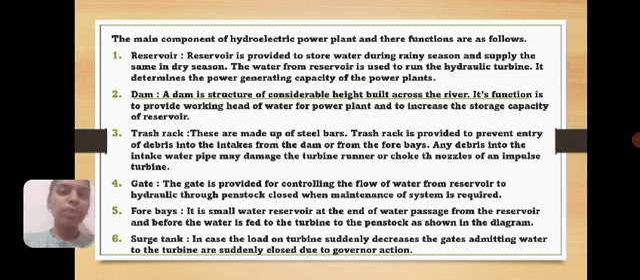Gate. The gate is provided for controlling the flow of water from the reservoir to the hydraulic turbine through the penstock, and is closed when maintenance of the system is required. Forebay. It is a small water reservoir at the end of the water passage from the reservoir and before the water is fed to the turbine through the penstock, as shown in the diagram. Surge tank. In case the load on the turbine suddenly decreases, the gates admitting water to the turbine are suddenly closed due to governor action.